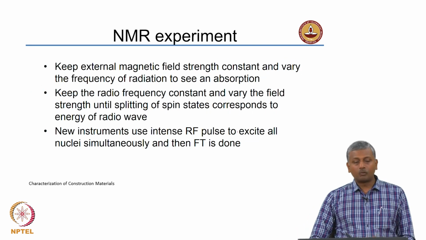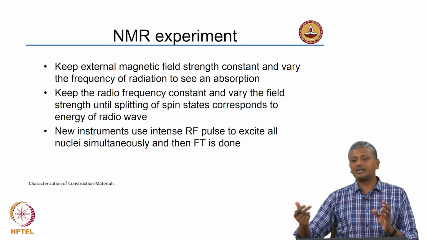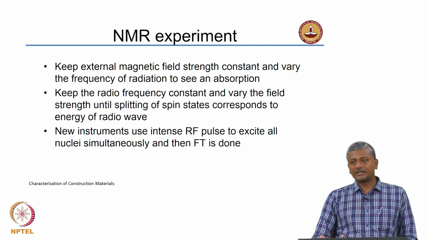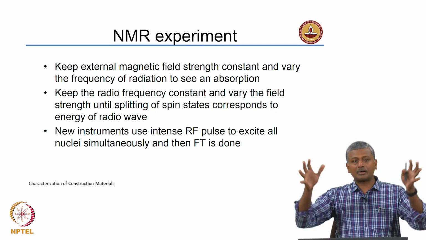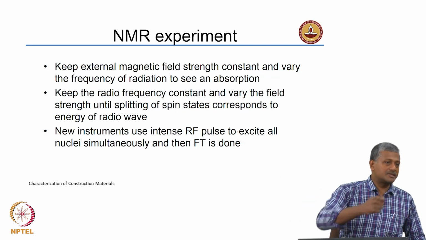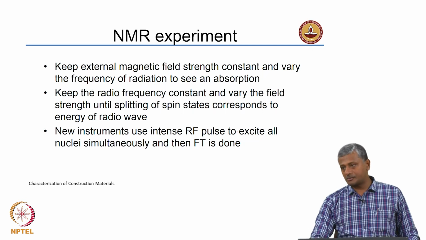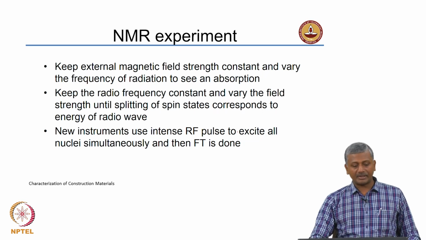So, in the experiment what we do is we keep the external magnetic field constant and vary the frequency of radiation to see absorption. It is as simple as that. So, for a constant applied external field, we vary the radio frequency radiation that is sent into the sample to look at specific locations at which absorption takes place, and this is detected by the detector.